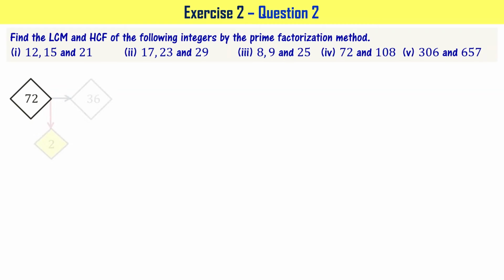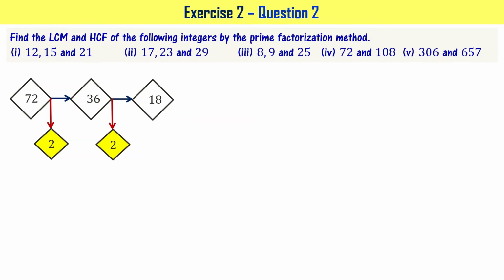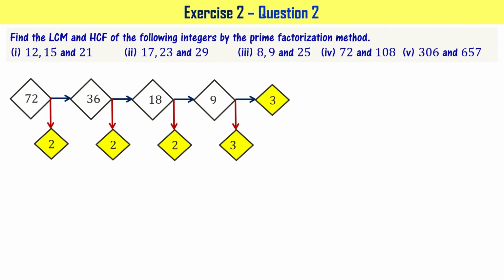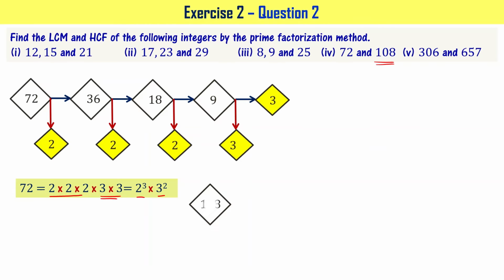Let's write 72 as 2 times 36. 36 can be written as 2 times 18. 18 can be written as 2 times 9. And 9 can be written as 3 times 3. Right? It means 72 can be written as 2 times 2 times 2 times 3 times 3. This is 2 cube and this is 3 square. Right?